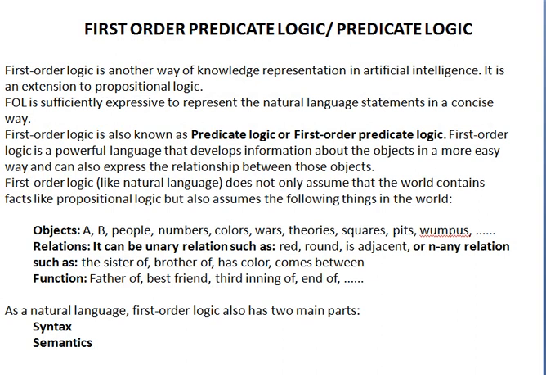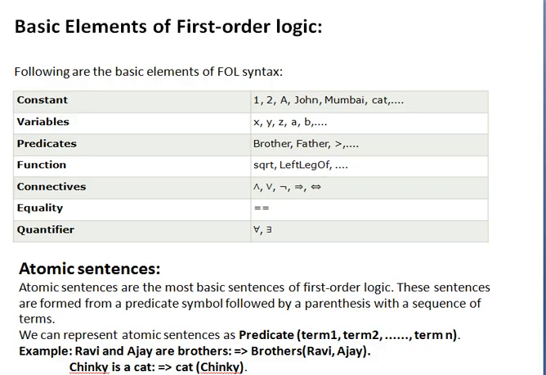As a natural language, first order logic has two main parts: syntax and semantics. Next, the basic elements of first order logic, that is syntax. There are 7 types of syntax: constant, variables, predicates, functions, connectives, equality, quantifiers. The quantifier is the most important part of first order logic, and connectives are also important, which belong to propositional logic.